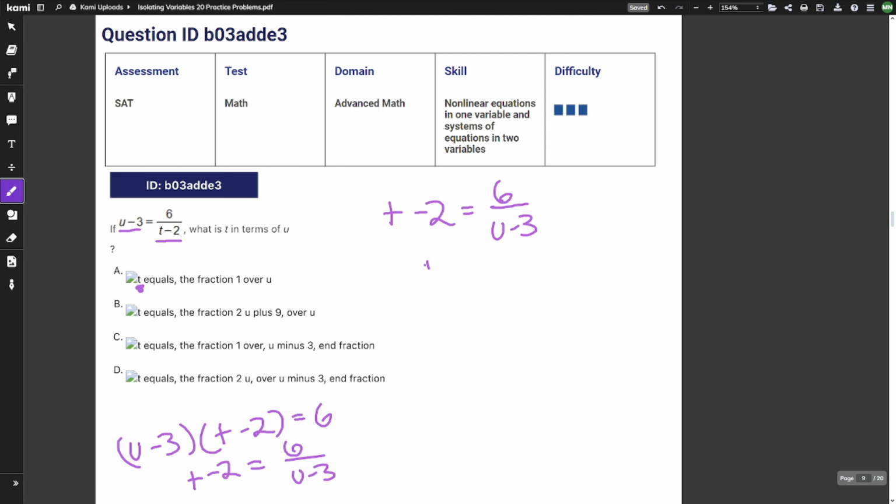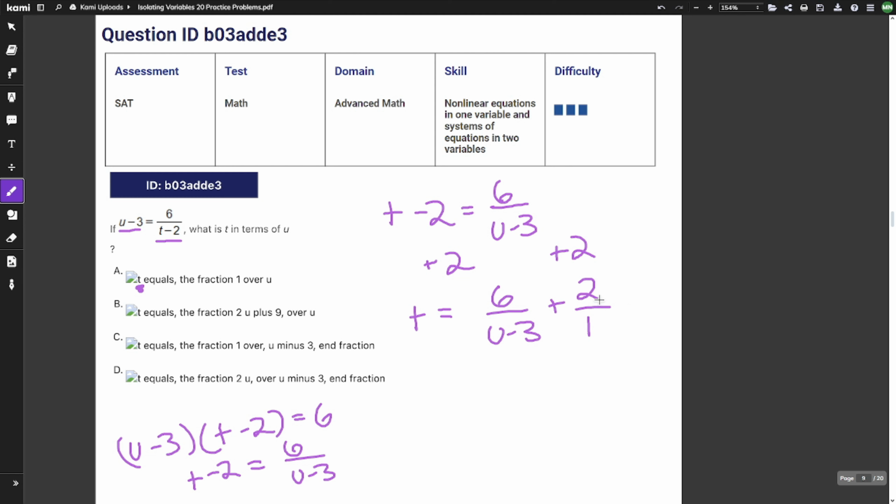Anyways, now we're going to add 2 to both sides to get t by itself. And we get that t is equal to 6 over u minus 3, plus 2. Now the thing about College Board is that they don't like having these two fractions here. So what we're going to have to do is combine them. Now 2, as you all know, all whole numbers technically are a fraction because they would have a 1 under them. So we technically have 6 over u minus 3 plus 2 over 1. And we want to get a common denominator so we can add them together.